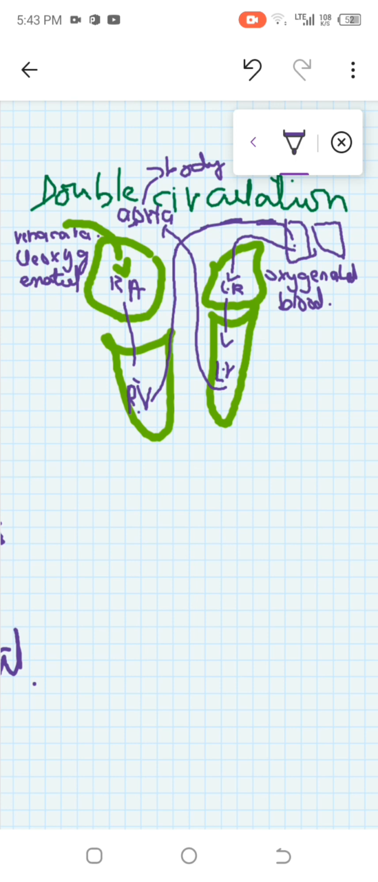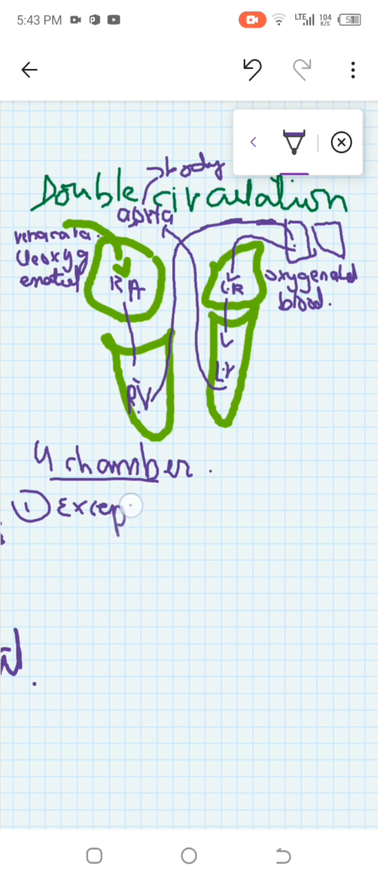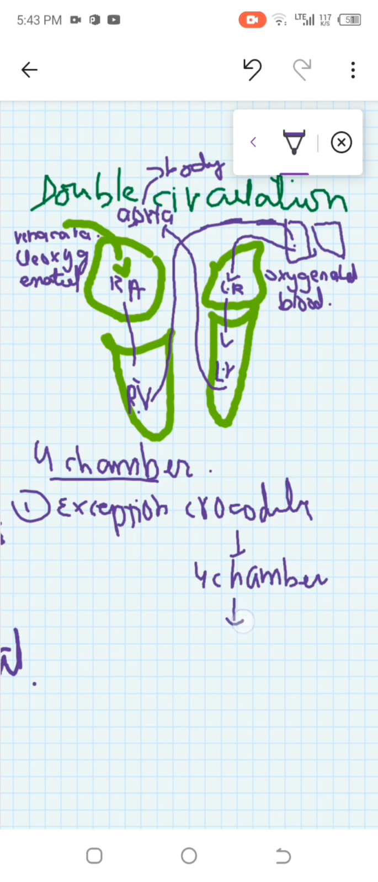Here we have four chambers, so each performs its own function. As I told you, the exception was the crocodile. The crocodile contains four chambers, so that's why double circulation takes place in the crocodile.